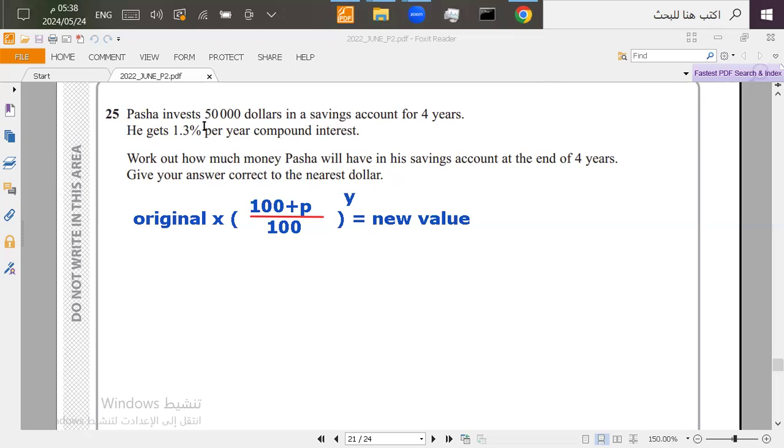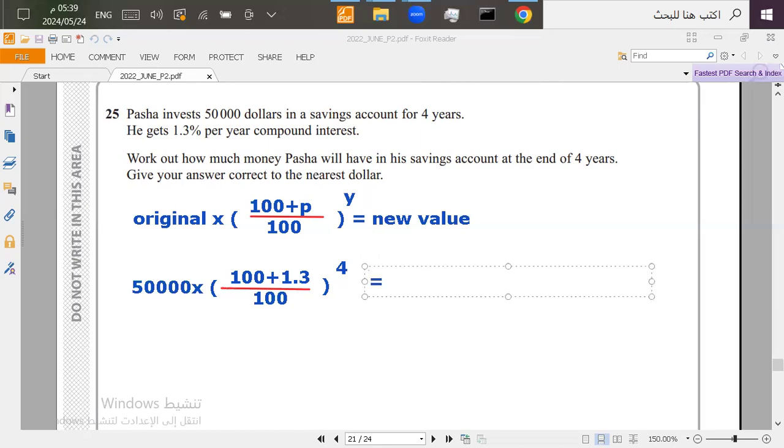So the original is 50,000. I'm going to use 50,000 multiplied by 100 plus the percentage. We know that the percentage is 1.3, so plus 1.3. Plus means increasing because the interest is increasing. And then over 100, with the power of years, which is 4 years. Focus on the rule. You have to use the same rule with compound interest. Now I put the whole thing in the calculator. It will give me the new value of the investment.